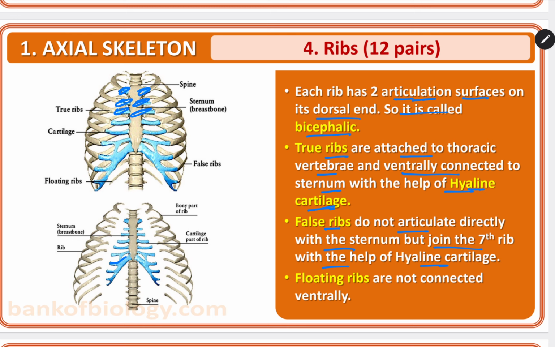See, they join the seventh rib, like this. 8th, 9th and 10th are called false ribs. And floating ribs are not connected ventrally. They are only connected dorsally, on the back side.